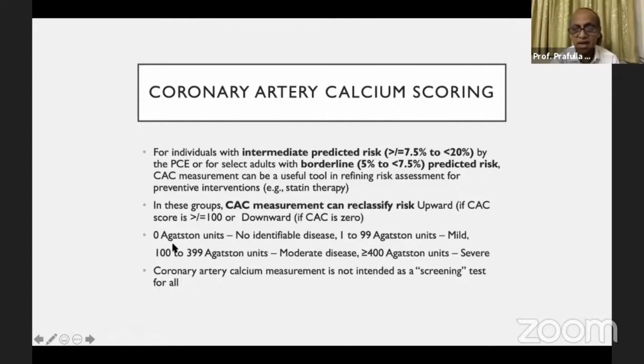A CAC score of 0 means no identifiable disease. 1 to 99 is mild. 100 to 399 is moderate, which all translates into the same kind of risk score that we talked about. And more than 400 is severe. However, it is not intended as a screening for all your ladies, nor for any other general population, or for the PCOS patient as of now.